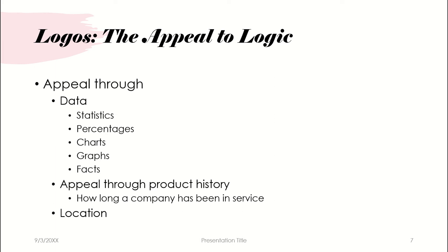Other than that, they will appeal through their product's history, right? So companies can establish a history of service, right? They'll say this product was established in 1928, and we've been serving the U.S. since then. And so that in itself creates some logical appeal, right? You'll say, well, yeah, that makes sense. If they've been in business for almost 100 years, then chances are they know what they're doing and they're good at what they're doing.